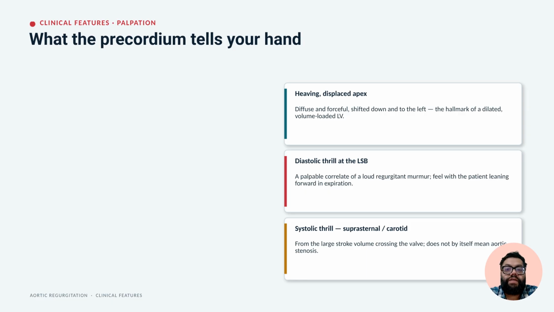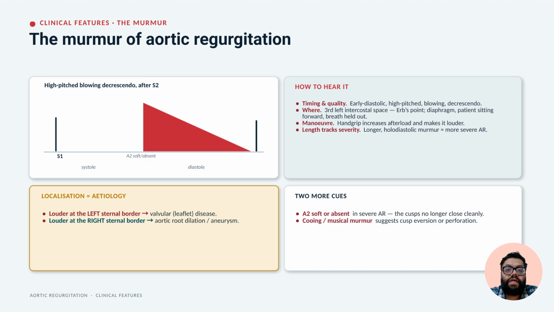So, a heaving displaced apex tells you the ventricle is big, a diastolic thrill tells you the leak is loud, and a systolic thrill tells you a lot of blood is moving fast. Hands first, then ears. This is the murmur that wins or loses bedside cases, so let us be precise.